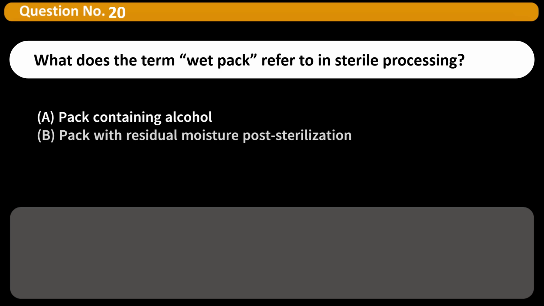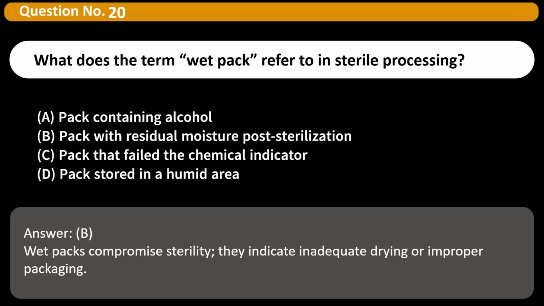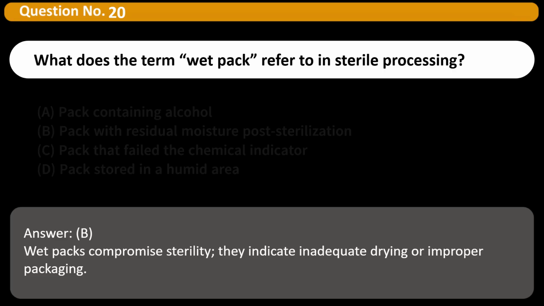What does the term wet pack refer to in sterile processing? A. Pack containing alcohol. B. Pack with residual moisture post-sterilization. C. Pack that failed the chemical indicator. D. Pack stored in a humid area. Answer: B. Wet packs compromise sterility; they indicate inadequate drying or improper packaging.